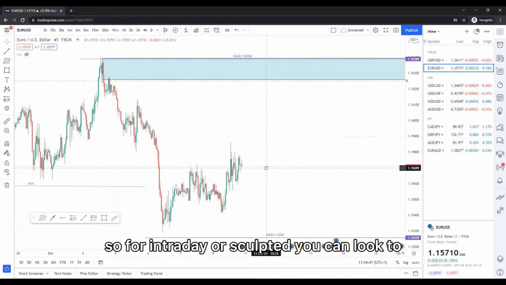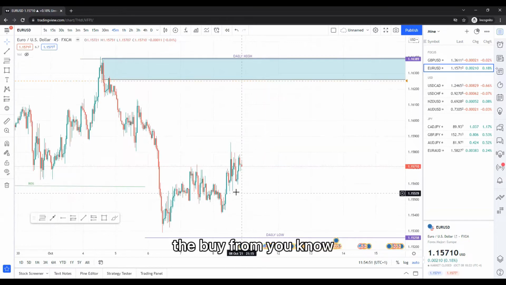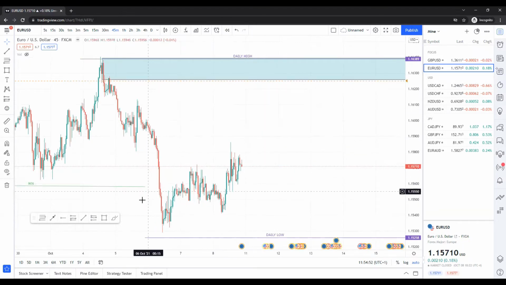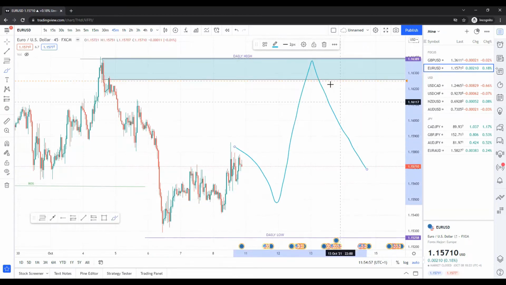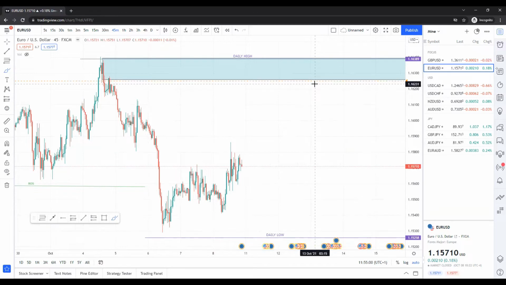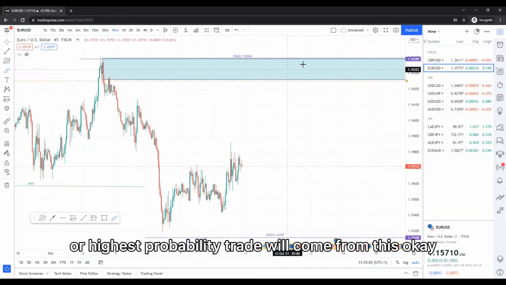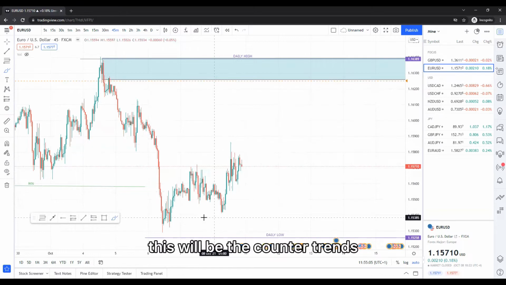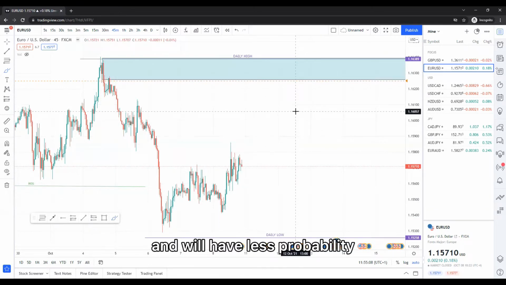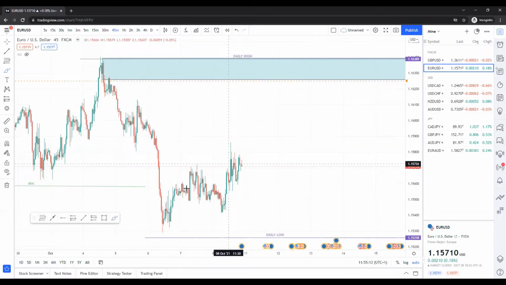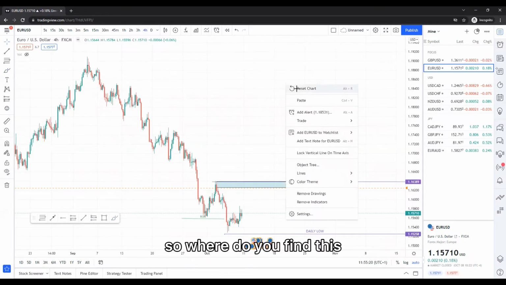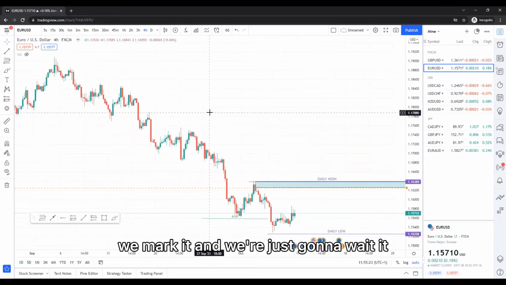For intraday or scalp trades, you can look to buy on a pullback to this area, but the highest probability trade will come from the sell. These buys will be counter-trend and will have less probability. So you need to be choosy or picky in order to pick your trade. That's it for this pair. We defined this, we marked it, and we're just going to wait. It's just a waiting game.